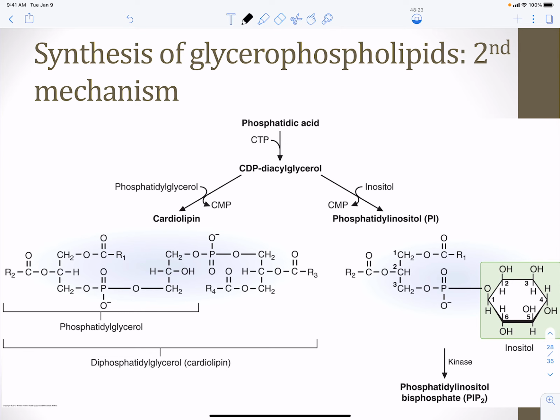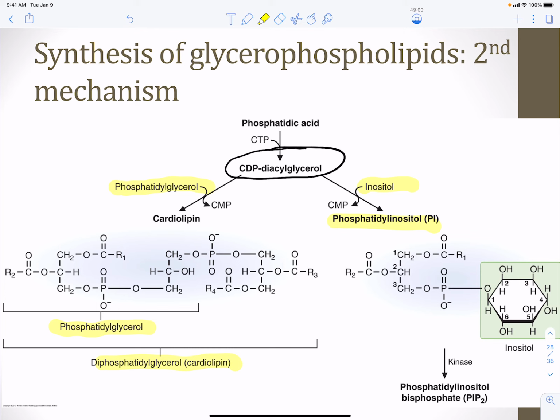So by that second mechanism in which your diacylglycerol gets activated, remember this is the second mechanism, you have activation of diacylglycerol instead of activation of your head group. This could lead to phosphatidylglycerol, which is here, or you can have inositol, and you can lead to phosphatidyl inositol, shown here. Now, these can be further modified. So once you have phosphatidylglycerol, that's a precursor for diphosphatidylglycerol, which is basically cardiolipin.